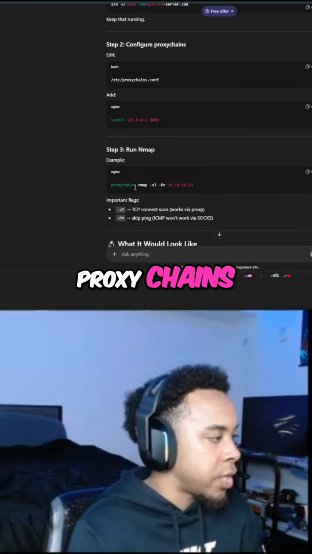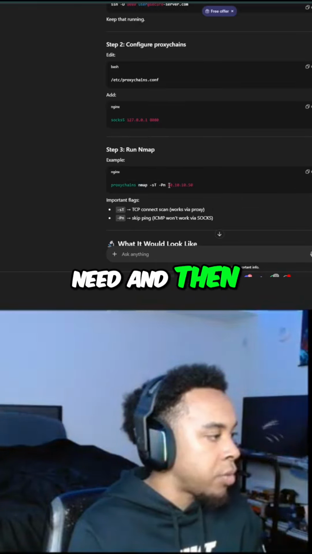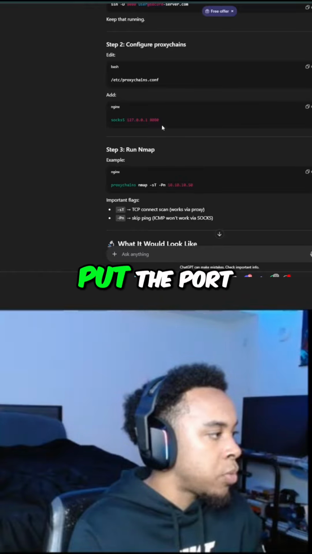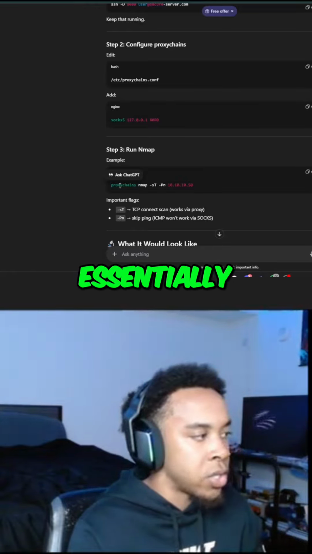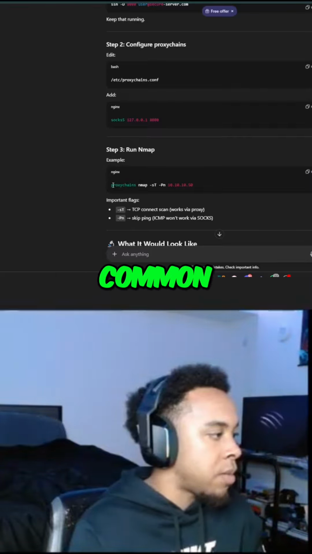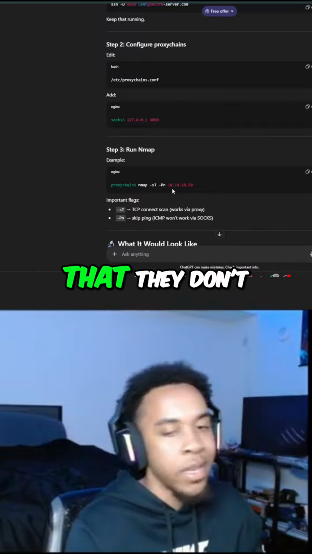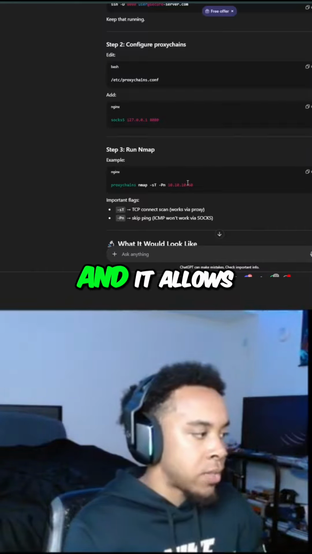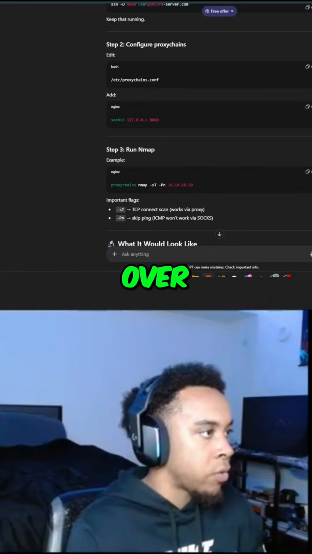So you run proxychains, you run the nmap scan, input whatever flags you need, and then you put in the IP address. And since you put the port 8080 in a configuration file, proxychains already essentially knows to interact with that file. This is something that is very common that hackers use to be able to enumerate into internal networks that they know they don't have access to. And it allows them to move laterally, pivot, and take over the whole entire network.